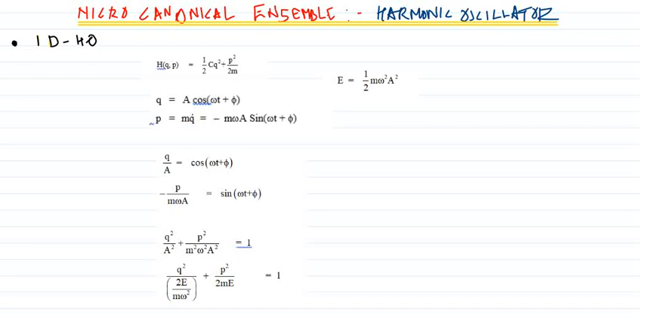Hello, welcome to the last part of the second module of StatMech. In here, we are going to see the second example of microcanonical ensemble.